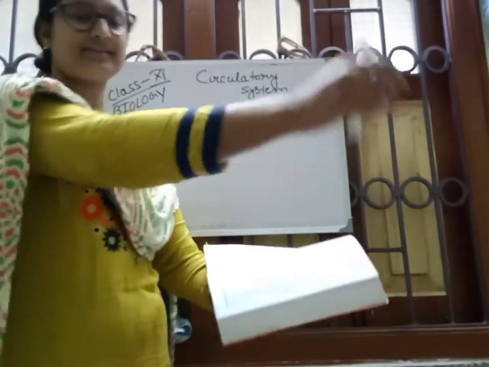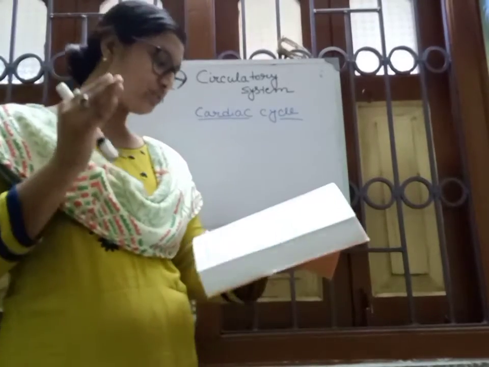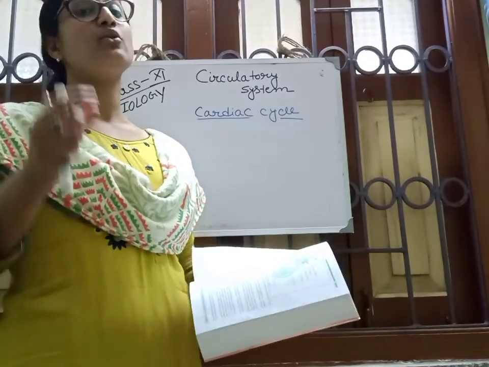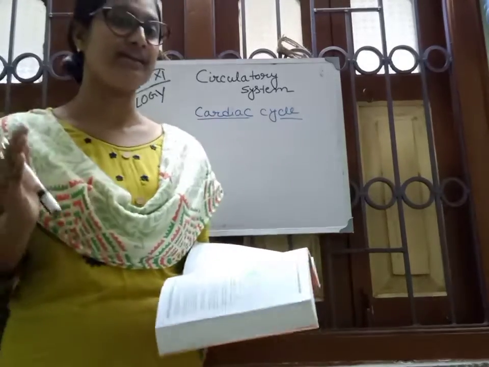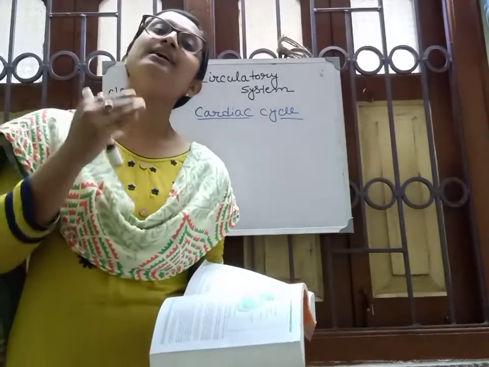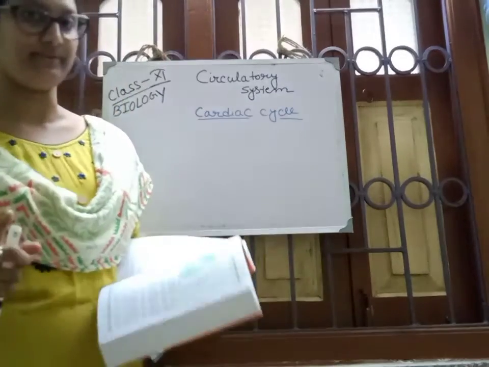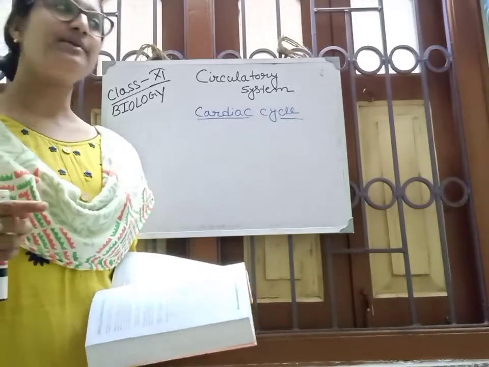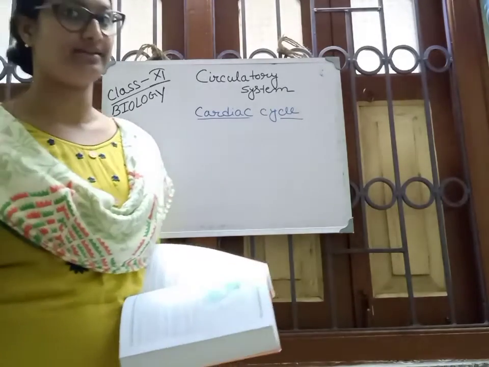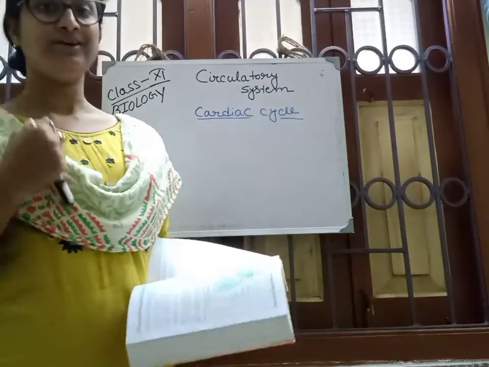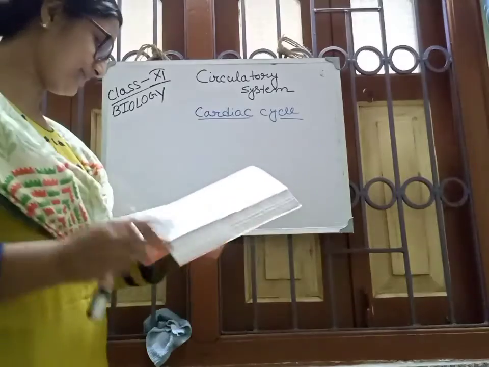What is the cardiac cycle? The cardiac cycle is a sequence of events which take place during the completion of one heartbeat. If you want to discuss the cardiac cycle, you have to know properly what events take place in one heartbeat. Then we can easily understand the cardiac cycle. This topic is very easy.